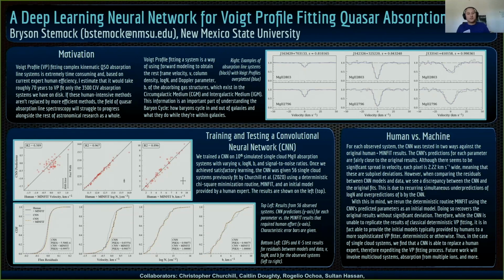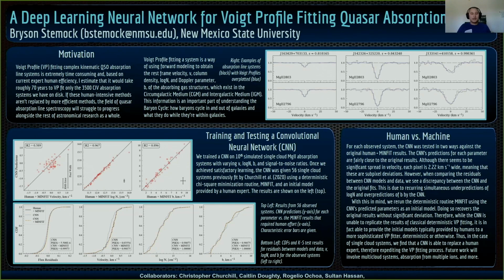By fitting Voigt profiles to these absorption lines, we can learn about that gas's rest frame velocity, column density, and Doppler B parameter. The problem with this analysis is that it can be very time intensive. Typically how it's done is a human will generate an initial model, an initial guess for those three parameters, and then feed that model to a deterministic fitter or a Bayesian fitter.